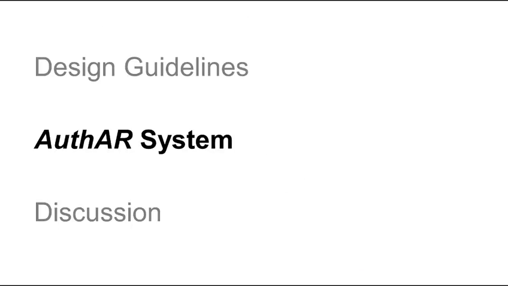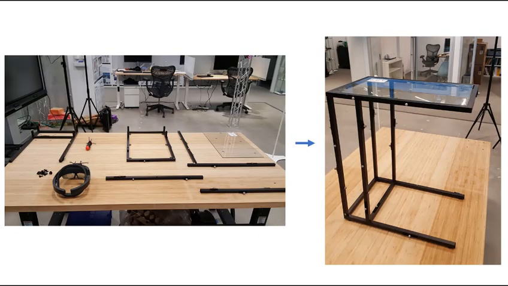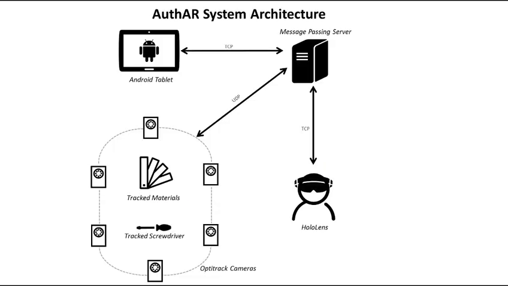I'll now move on to talk about AuthAR's implementation and usage. We demonstrate AuthAR's ability to help users build tutorials with these different tutorial representations on a metal IKEA laptop stand. The Microsoft HoloLens is used for projective AR and first-person recording, and an Android tablet is used for third-person recording. OptiTrack cameras stream real-time position and rotation data to a message-passing server, which then feeds that data to the HoloLens.